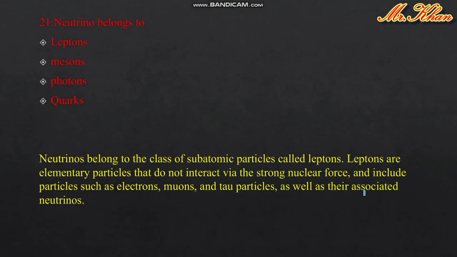Question 21. Neutrino belongs to leptons, mesons, photons, or quarks. Neutrinos belong to the class of subatomic particles called leptons. Leptons are elementary particles that do not interact via the strong nuclear force, and include particles such as electrons, muons, and tau particles, as well as their associated neutrinos.